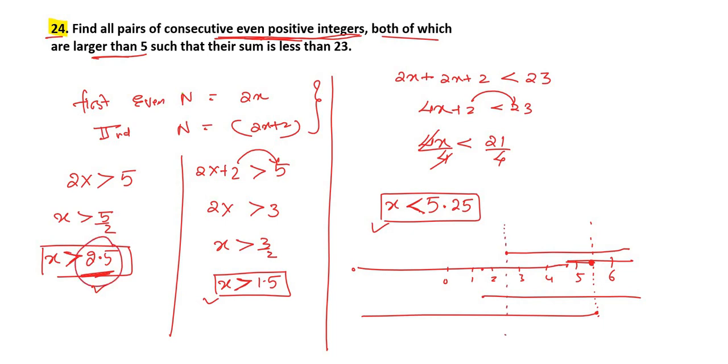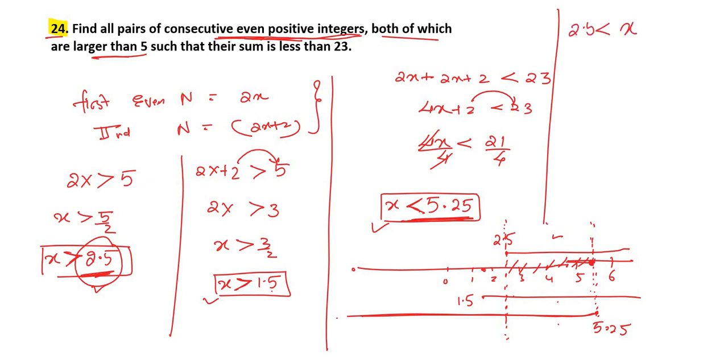See, x is more than 2.5. Let me write. This is 2.5. It was, sorry, more than 1.5. This was 1.5. And this is x is less than 5.25. So less than is here. This is 5.25 I was taking. What are the numbers which will satisfy this also, and this also? The common area is this, which will satisfy all. So the condition is x should be more than 2.5 but less than 5.25.